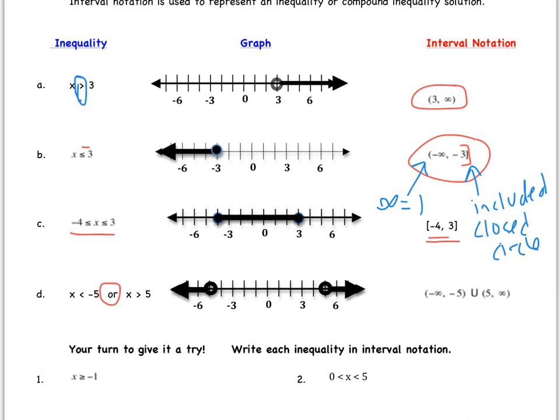Okay, and then the last one that's kind of tricky is the or statement. For an or statement, you have 2 different shadings, so you're going to need 2 different intervals. The first interval is for the shading on the left, the second interval is for the shading on the right, and then you write this U in the middle. U stands for union, it means or. So the U just means or.